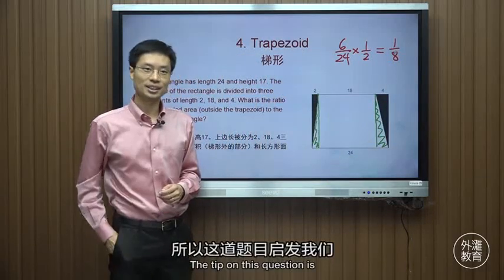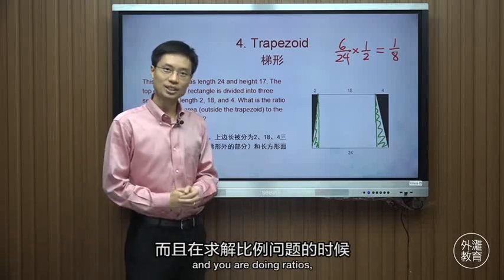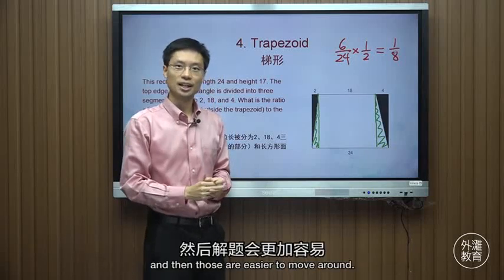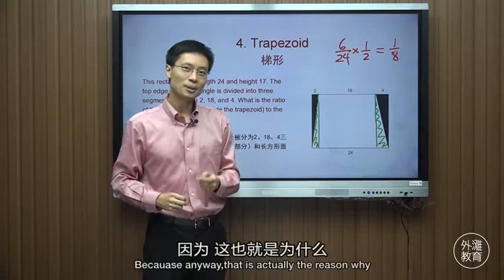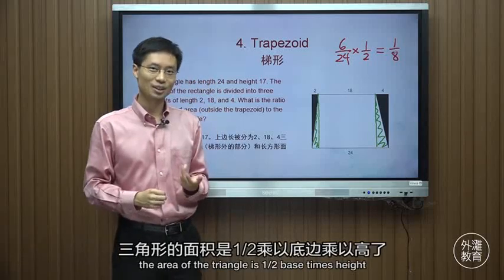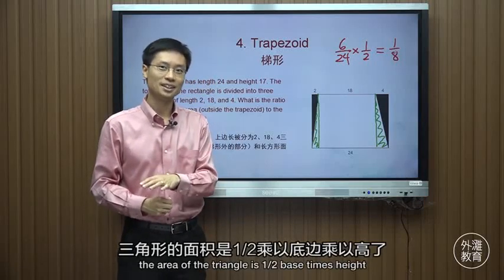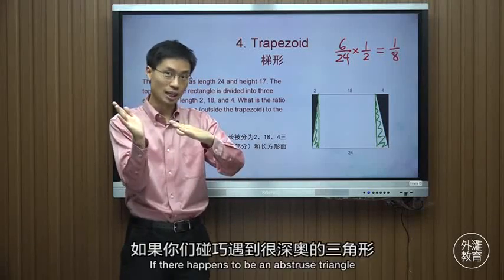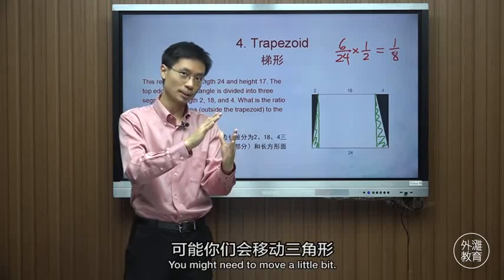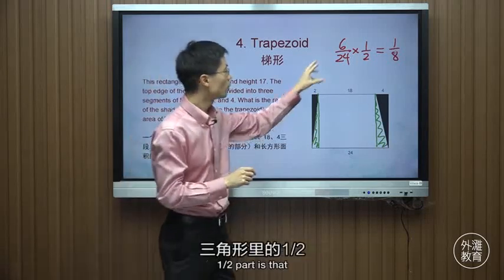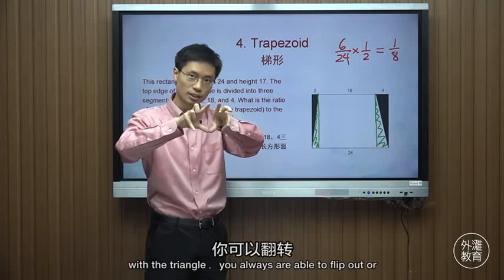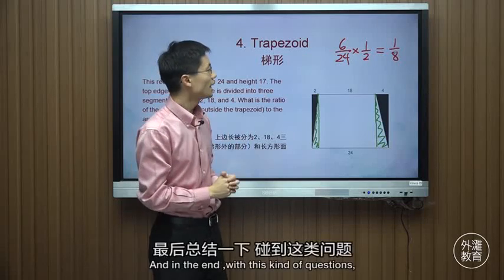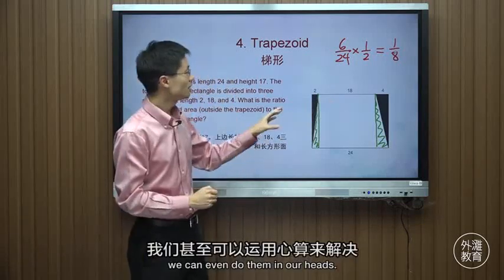The tip on this question is when you see triangles and you're doing ratios, sometimes it can be useful to double the triangles, get rectangles, and then those are easier to move around. Because anyway, that is actually the reason why the area of a triangle is 1/2 base times height. It's because you can double any triangle to make a rectangle. If it happens to be an obtuse triangle, you might need to move a little bit, but the general idea with this 1/2 part is that with a triangle, you're always able to flip it, or you're able to move across. And in the end, with these kinds of questions, we can then even do them in our heads.